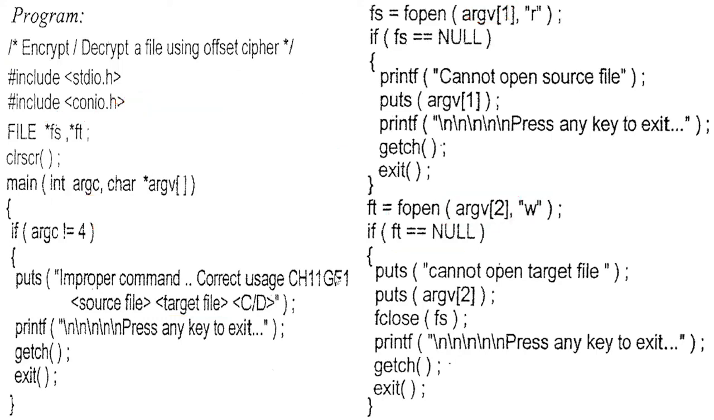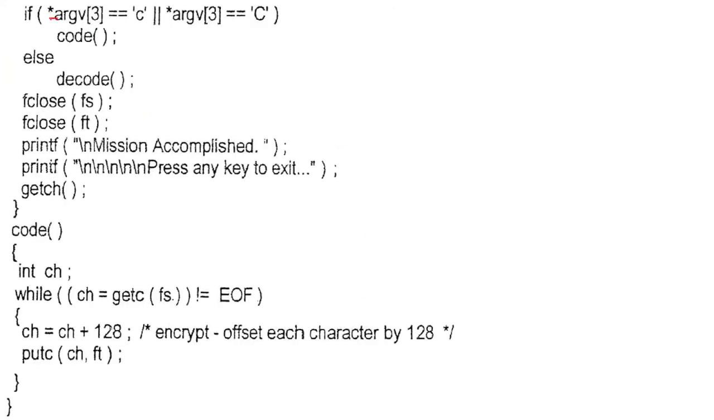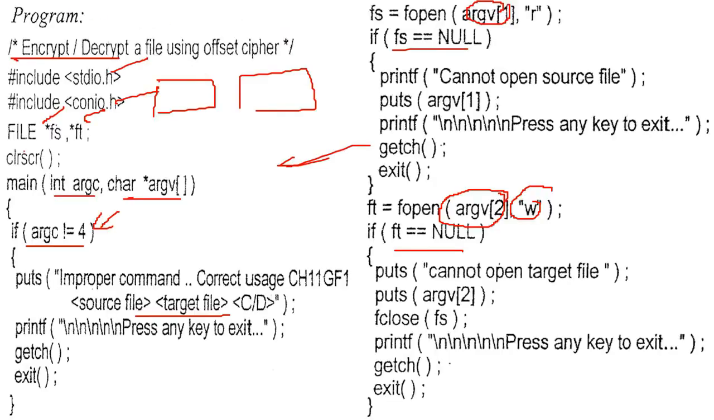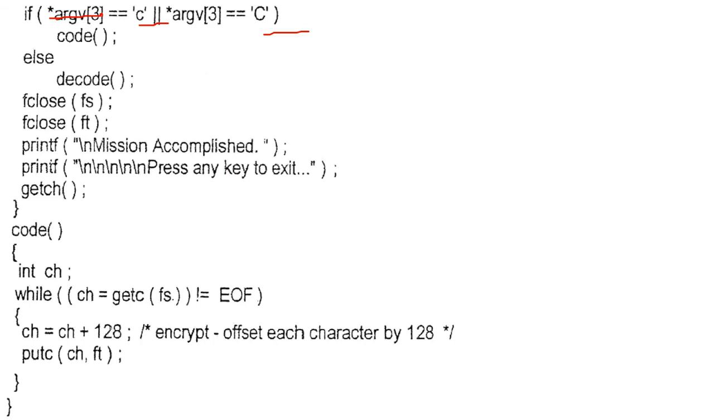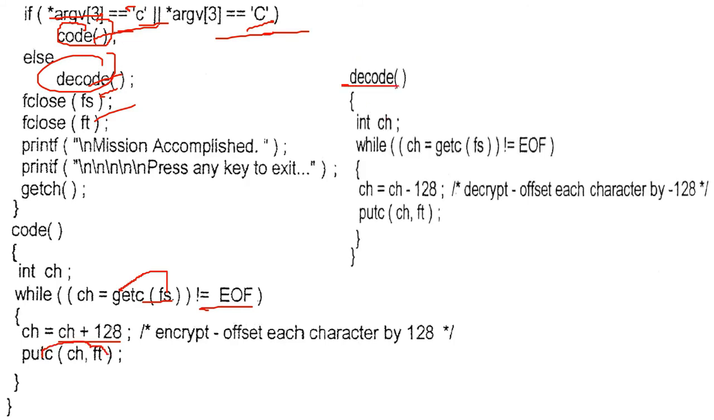Then the third argument can be c or capital C, or d. For c we are encrypting, for d we are decrypting. So we have to check for the third argument also. For c and capital C, we encode it. For anything other than that, we decode it. We close the file now. Now we have to see about this code and decode. We take one character at a time from the source file till we reach the end of file, add 128 to it, and put the character into the target file. Similarly for decoding, we take one character at a time, subtract 128, and put the character into FT, the target file.